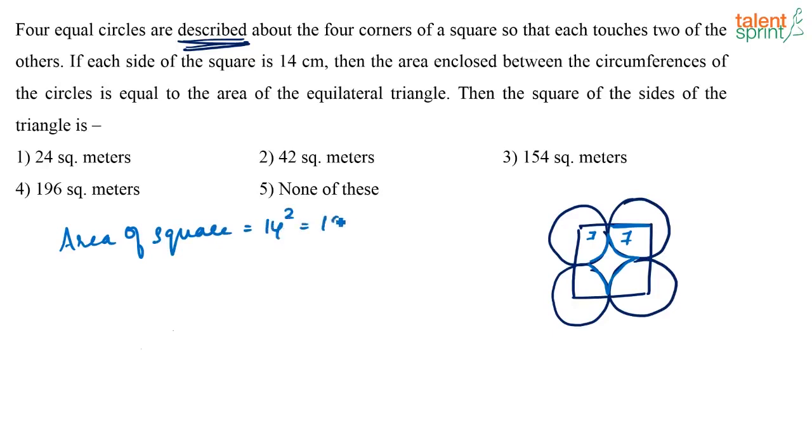14 squared is equal to 196. Now, if you see, a quadrant of each circle is there inside the square. That is, 1/4 of each circle is there inside the square. Now, all these 1/4 can be considered as one full circle of radius 7 centimeter.